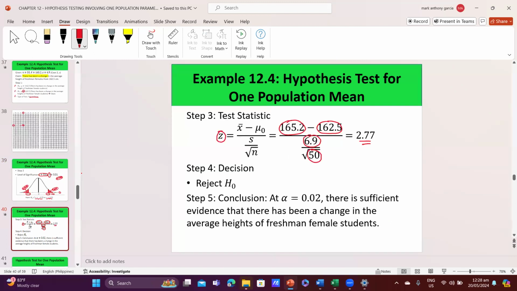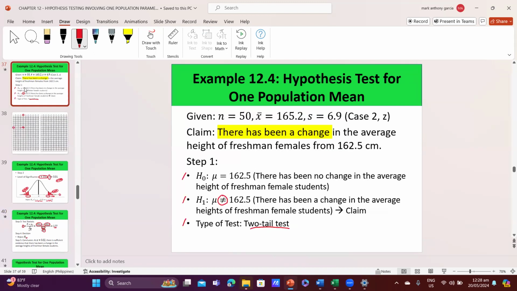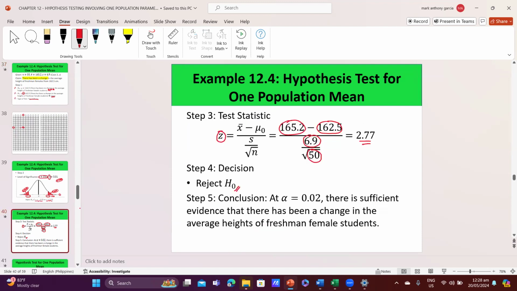So which means our decision in step 4 is to reject H0. Now going back to step number 1, since H0 is rejected, then we say that there is sufficient evidence that our claim is correct. So our conclusion would state that at the 0.02 level of significance, there is sufficient evidence that there has been a change in the average heights of freshman female students. Now, both of our examples are under case number 2.